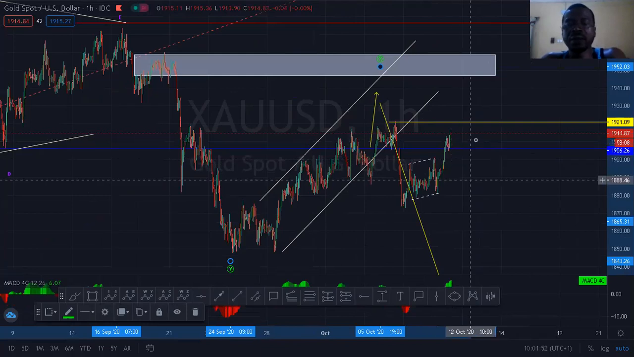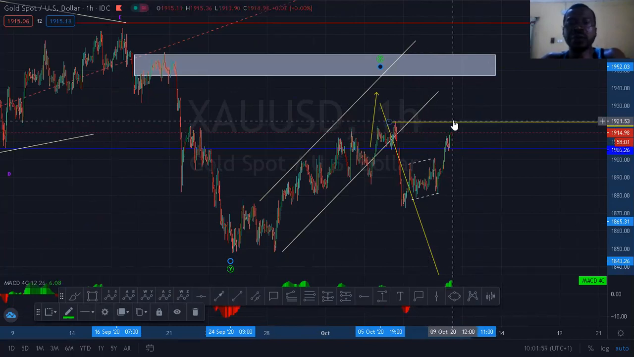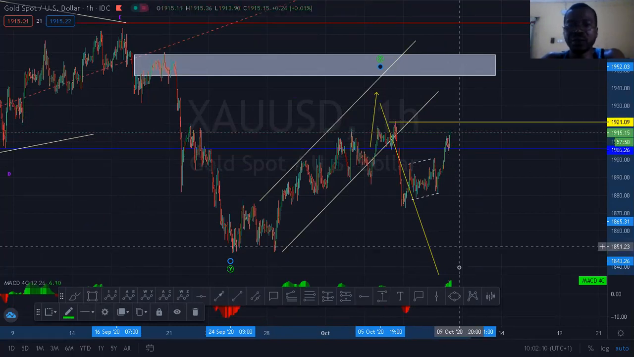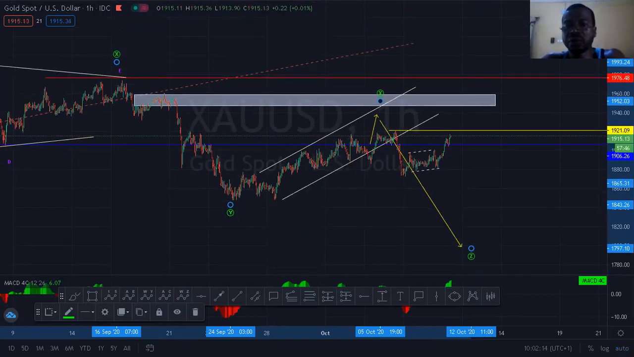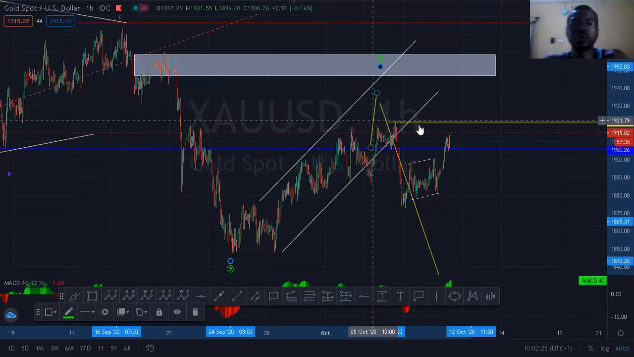Now 1 hour, we are watching this line. If it breaks and closes above it, we have to join the buyers and watch what happens here. Then if not, if it bounces back, maybe towards the evening or Monday, we join sellers to sell towards 1800 anyway. So that's what I'm looking at on gold. So before then, let me tell you something that happened yesterday.